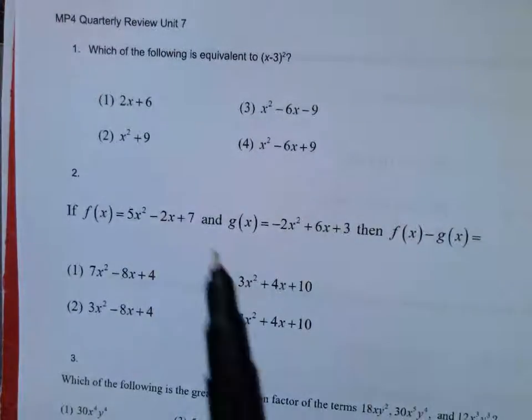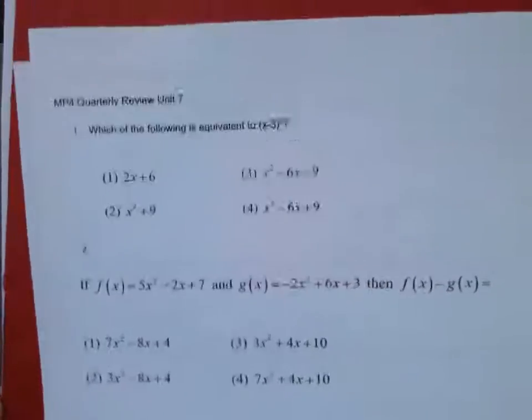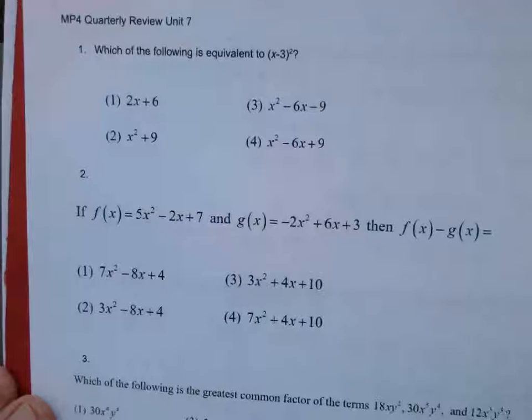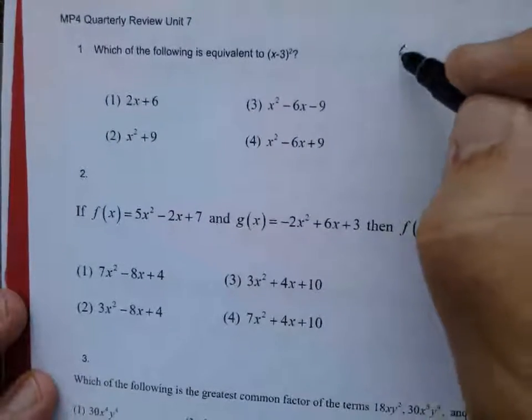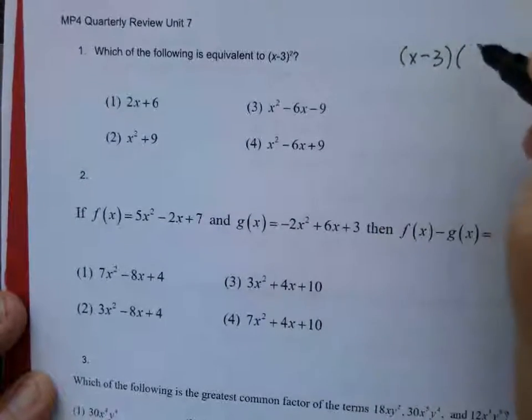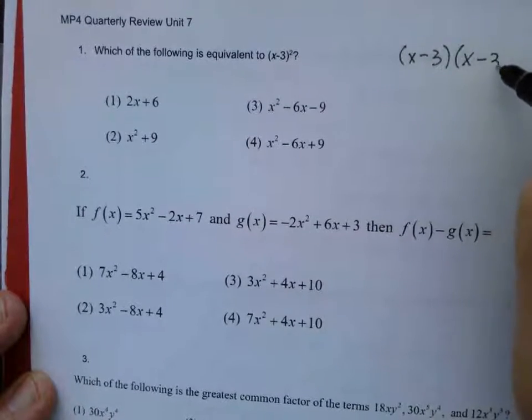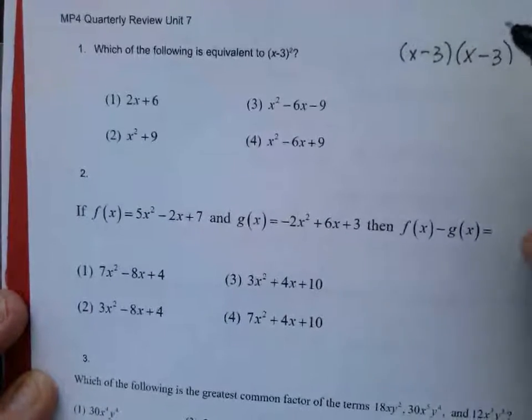All right, so this is our quarterly review for Unit 7. There are 7 questions, I believe, that'll look exactly like these, and just the numbers will change. The first one is x minus 3 squared, which means x minus 3 times x minus 3. It doesn't mean x squared plus 9. You don't just square both terms.